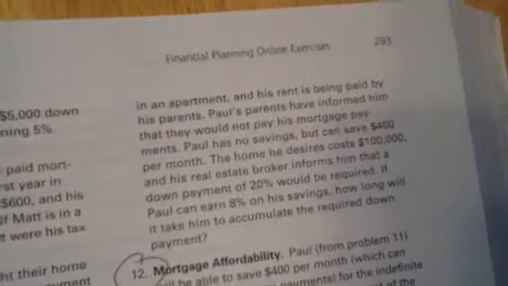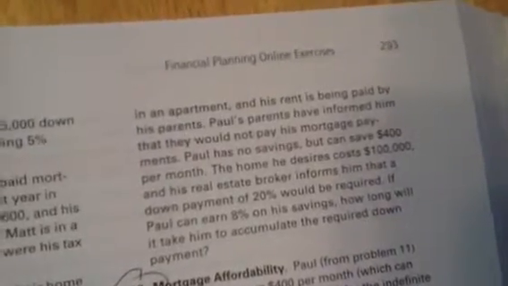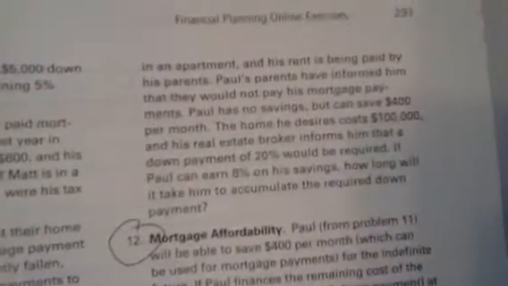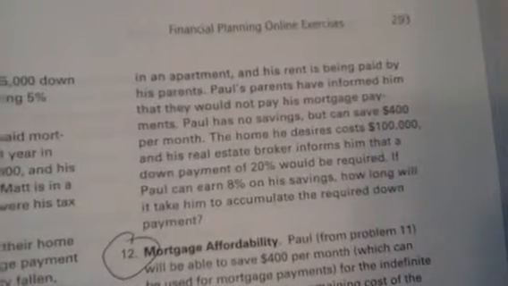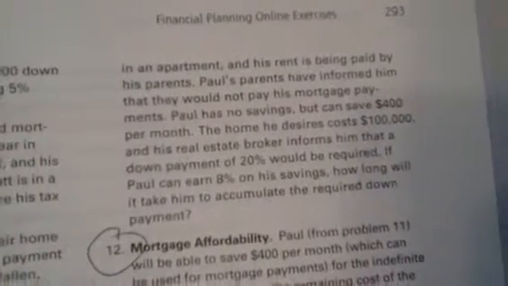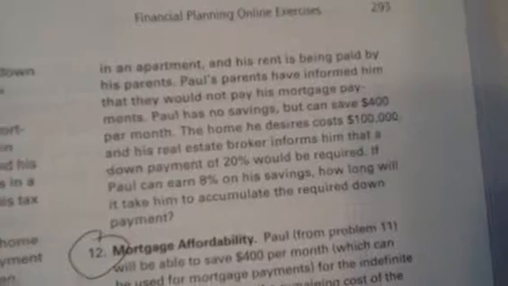You'd think they'd want to help him with the mortgage if they were going to pay for the apartment, but the whole point for the problem set up that way is to make it clean when we do the calculations. So Paul has no savings. That's also to keep things clean. But he can save $400 per month.